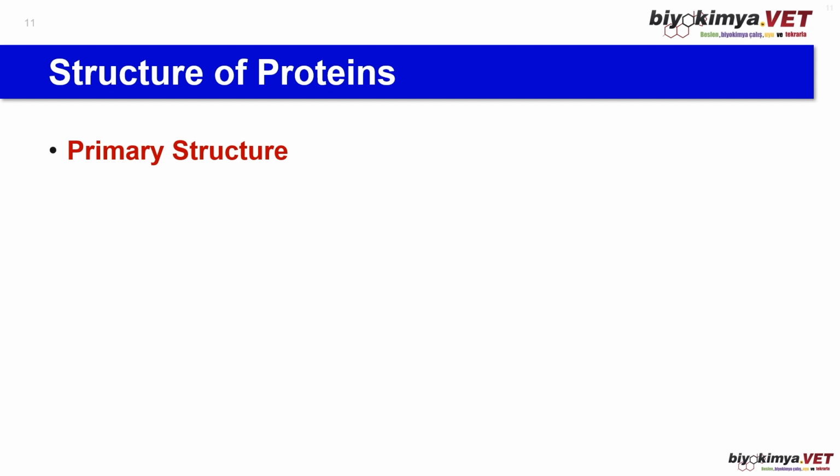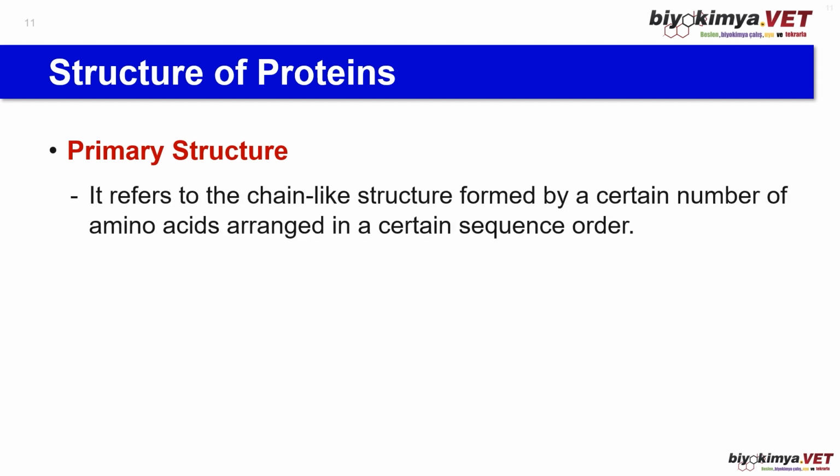What is the primary structure? It refers to the chain-like structure formed by a certain number of amino acids arranged in a certain sequence. The primary structure includes all covalent bonds, mainly the peptide bond linking amino acid residues in a polypeptide chain. The most important element of the primary structure is the sequence of amino acid residues.